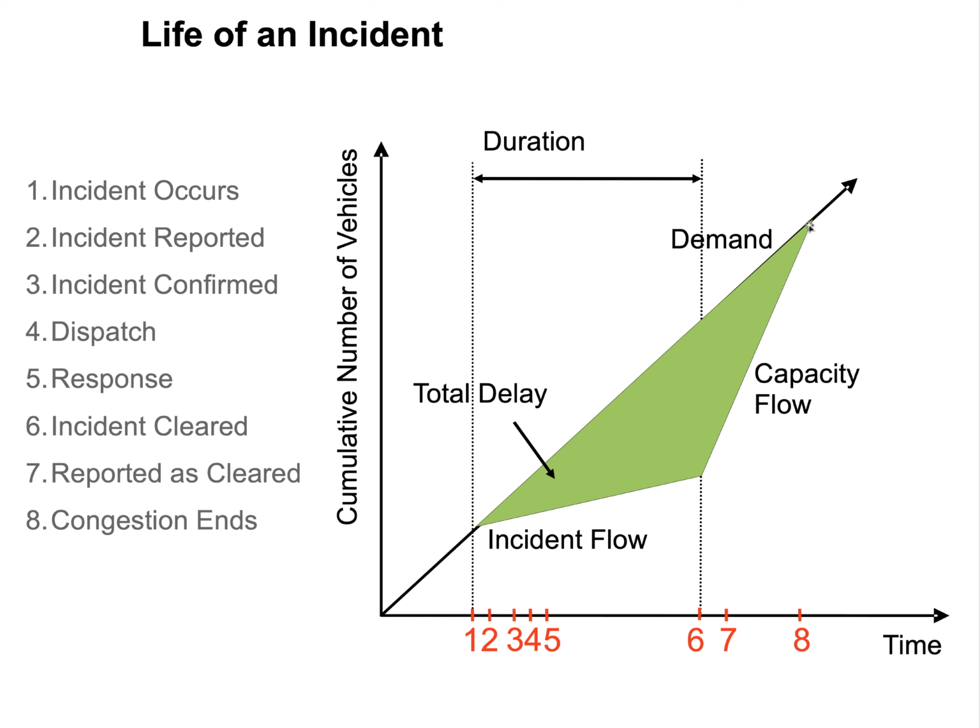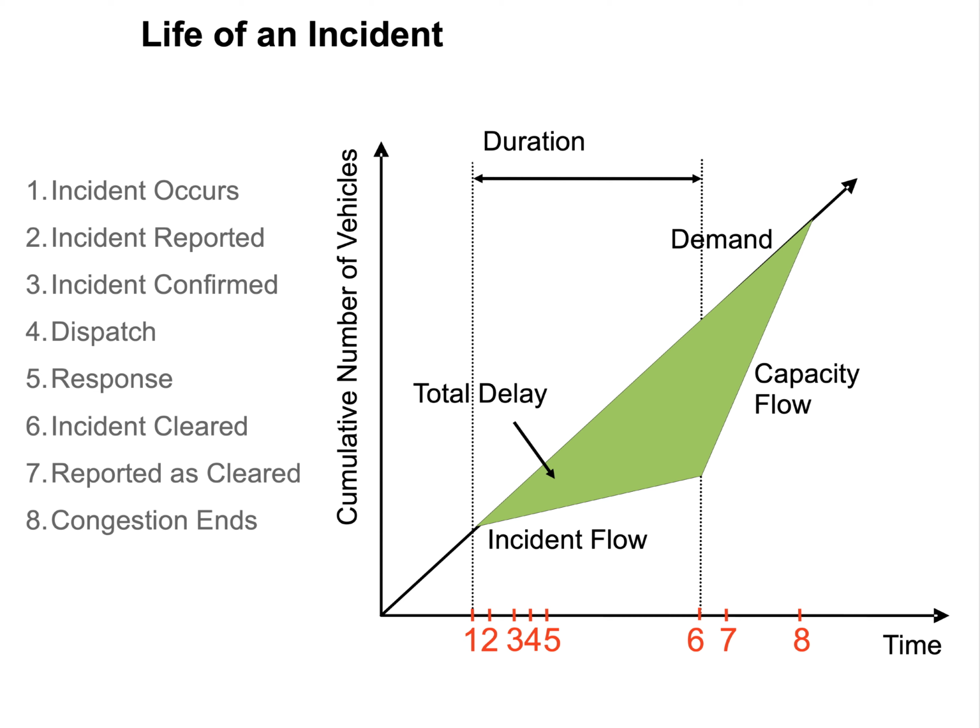So congestion ends at time 8. That's quite a bit later than the time that the incident is cleared. It takes a while for the queue to clear. So that's a little bit of an example of what the life of an incident looks like. And we'll talk a little bit more about some of these calculations in some of our examples.